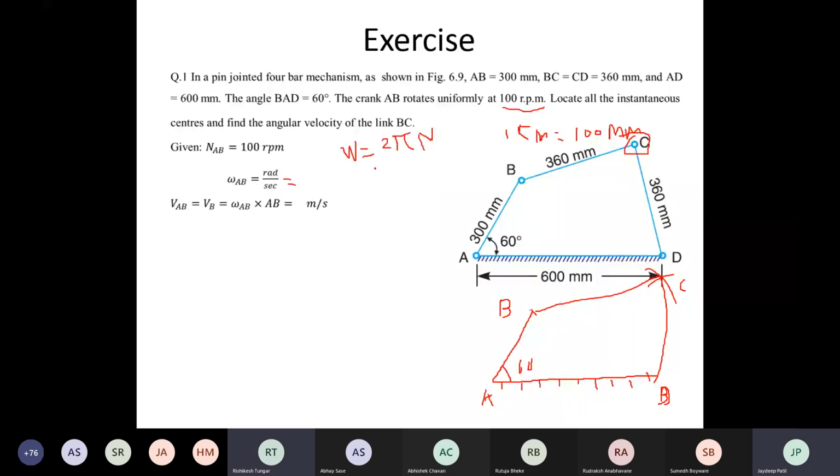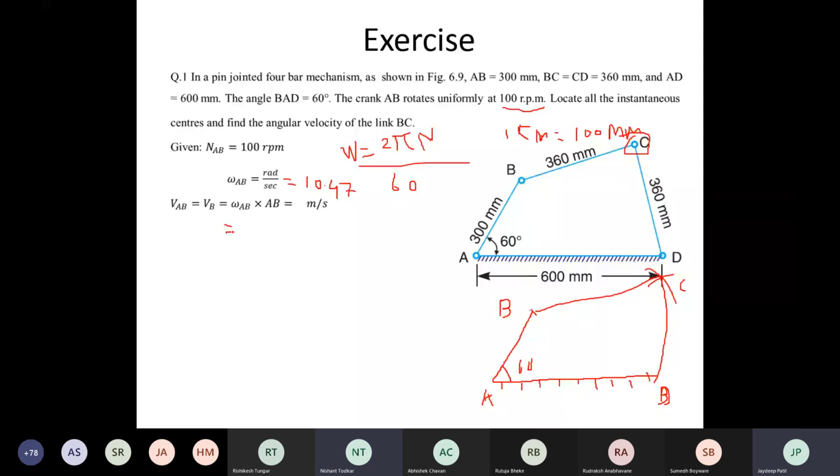Now tell me the answer. 10.47. 10.47 radian per second. Correct? Now this is the 10.47 radian per second. Once you get the omega AB, you can easily find out the velocity of B or velocity of AB. You can either write down velocity AB or velocity B, because A is the fixed point.